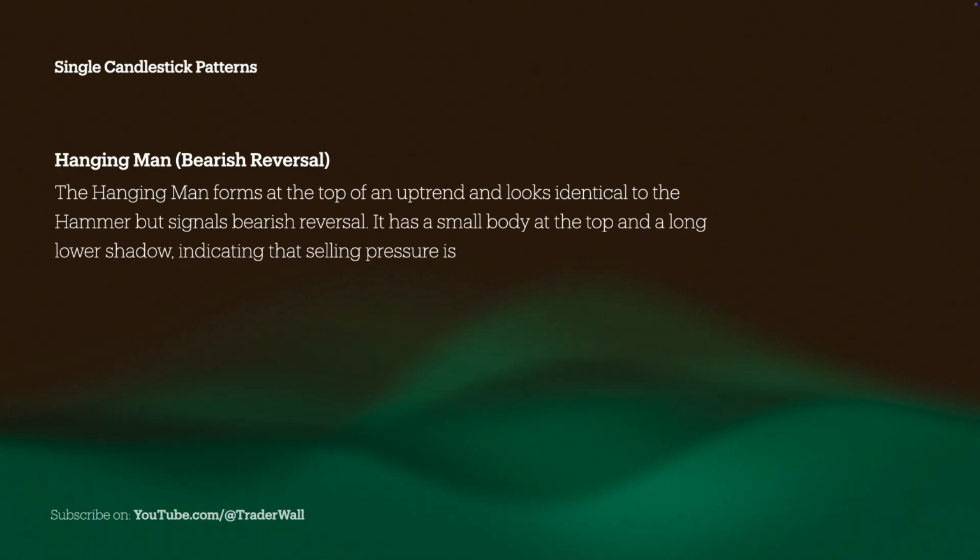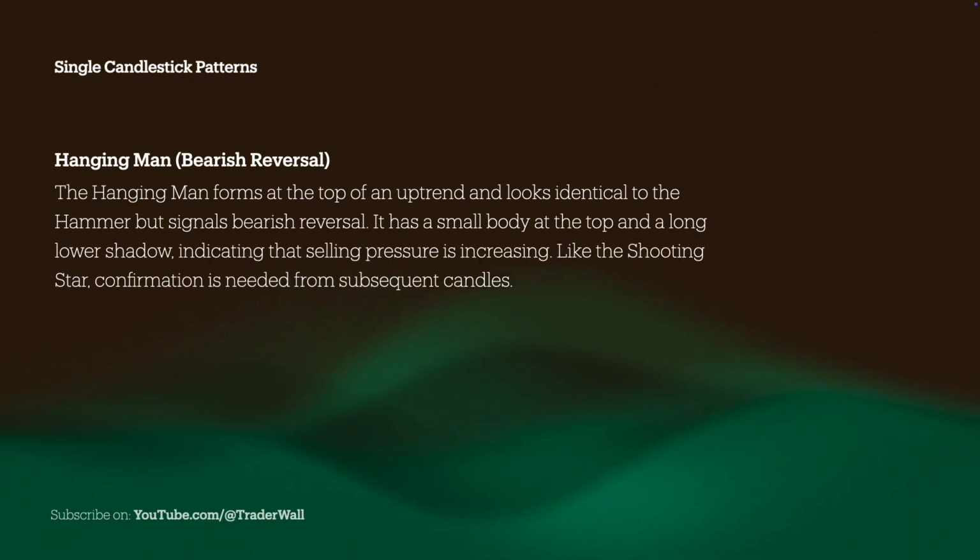Hanging man, bearish reversal. The hanging man forms at the top of an uptrend and looks identical to the hammer, but signals bearish reversal. It has a small body at the top and a long lower shadow, indicating that selling pressure is increasing. Like the shooting star, confirmation is needed from subsequent candles.